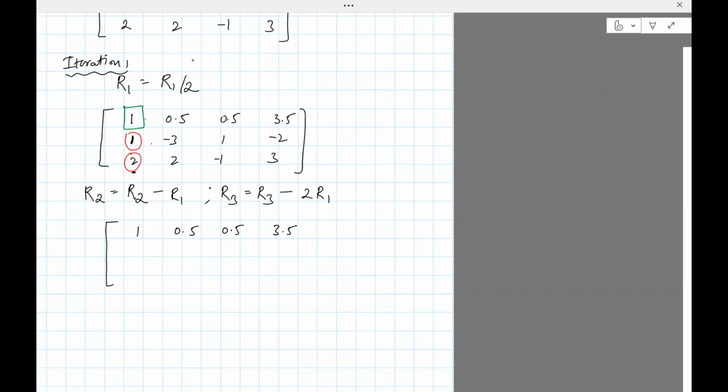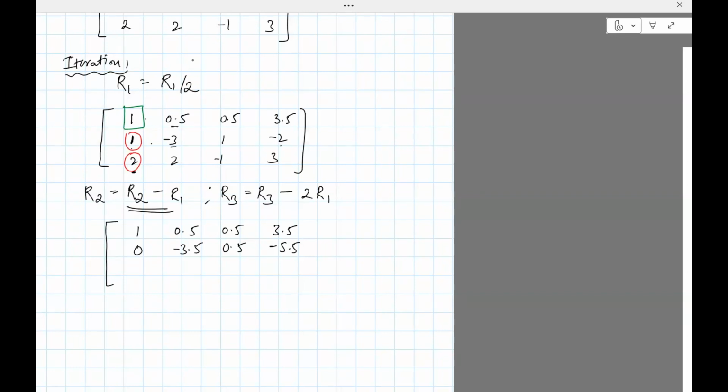Now let's go to the second row. So 1 minus 1 is 0. Minus 3 minus 0.5 is minus 3.5. 1 minus 0.5 is 0.5. Minus 2 minus 3.5 is minus 5.5. So that completes this operation.